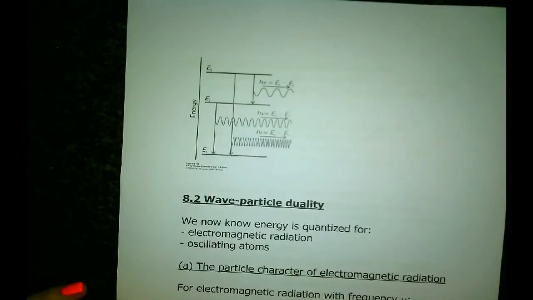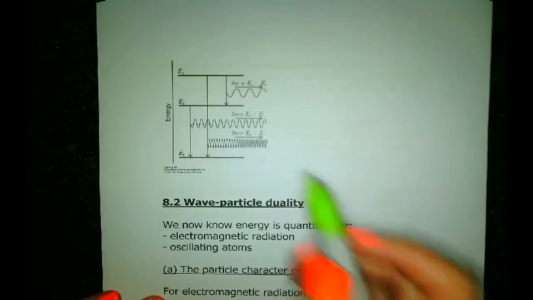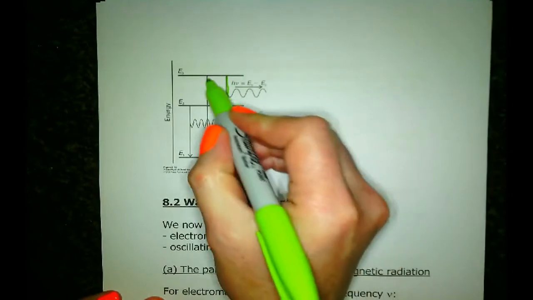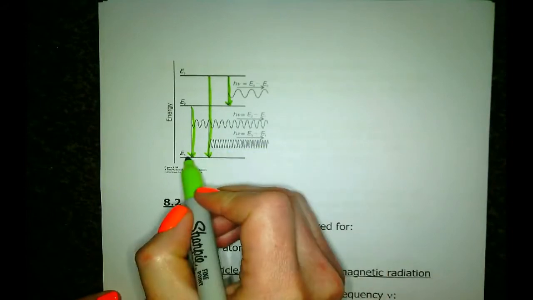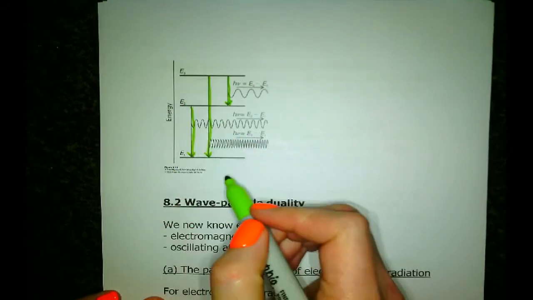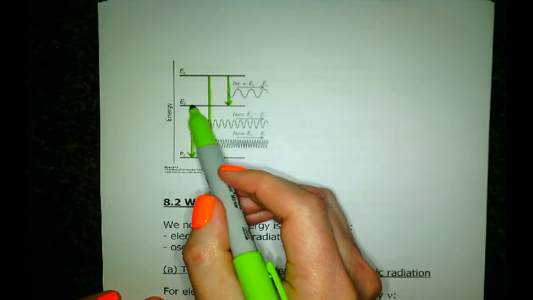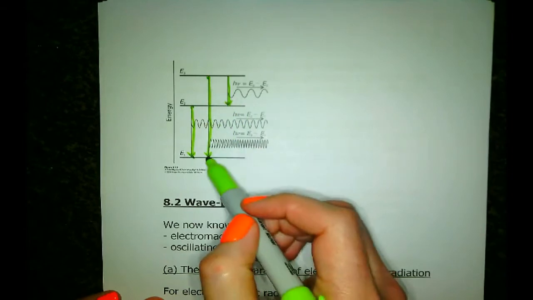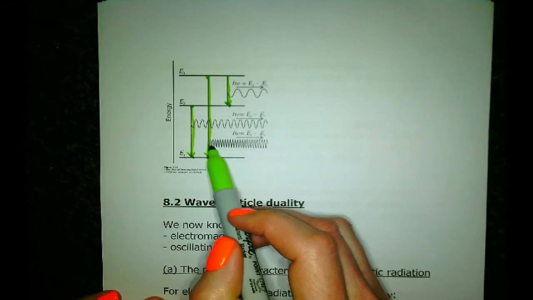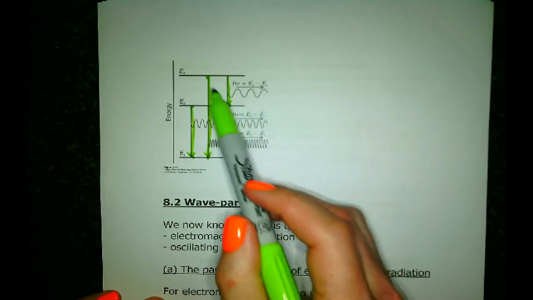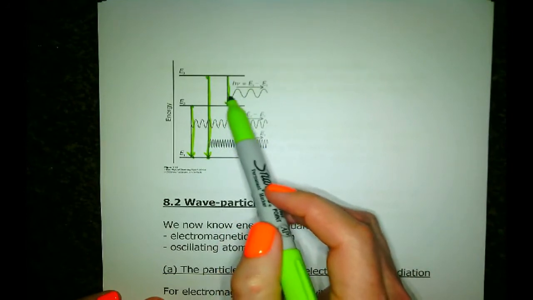Just something in terms of the relationships between the equations. This is an emission example. So if you have three energy levels, E1, E2, E3, and you have a transition from E2 to E1, E3 to E1, and E3 to E2, the wavelength of the radiation emitted from E3 to E1 will be very short, but from E3 to E2 will be very long.